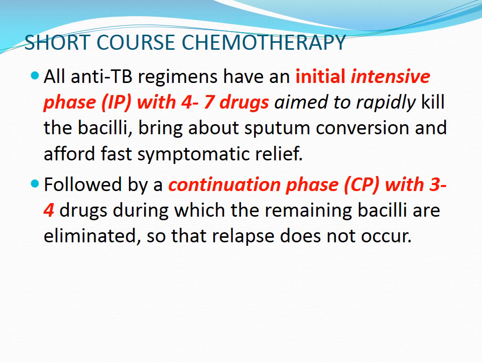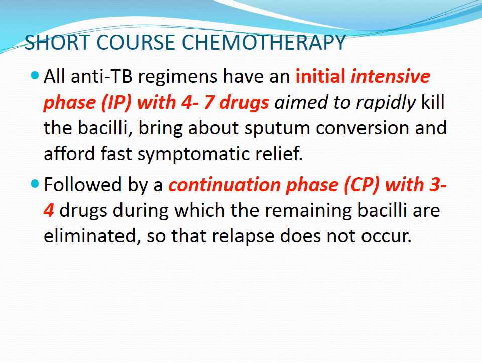Now what is our aim? To eliminate the remaining bacilli. Some bacilli are still left behind after the intensive phase, and we eliminate those so that relapse does not occur. So our aim is to eliminate the remaining bacilli and prevent relapse. Remember, if we do not handle the patient of tuberculosis correctly, meaning either the patient has not taken the drugs or wrong drugs were given, there are very high chances of relapse of tuberculosis, and relapse of tuberculosis is obviously difficult to treat.